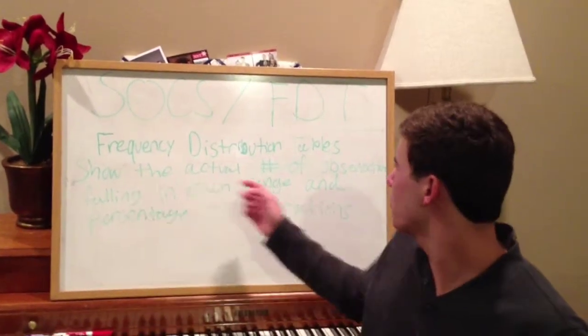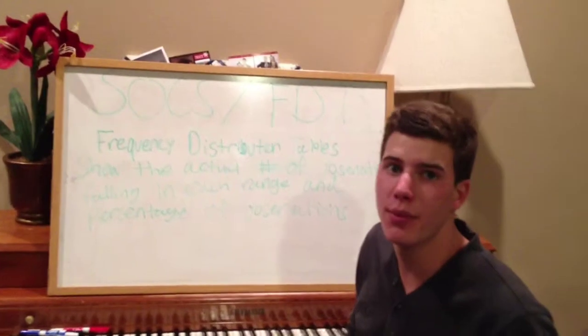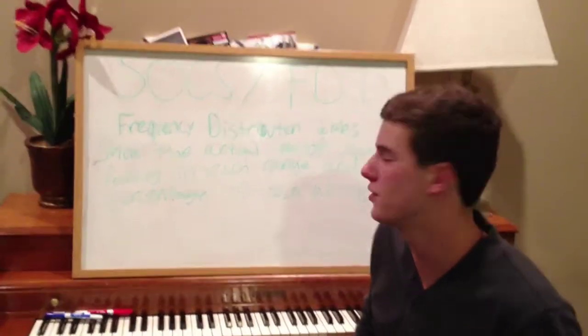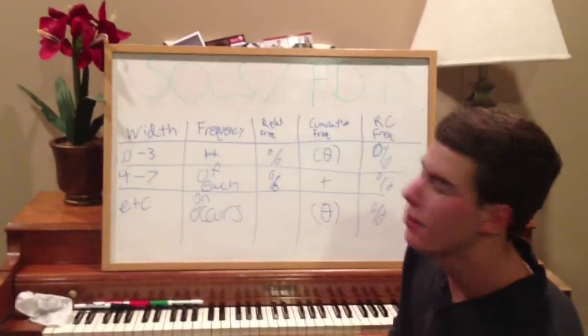Now I'm going to teach you FDTs, which is frequency distribution tables. They show the actual number of observations following in each range and the percent of those observations. And here's how you set up a frequency distribution table.